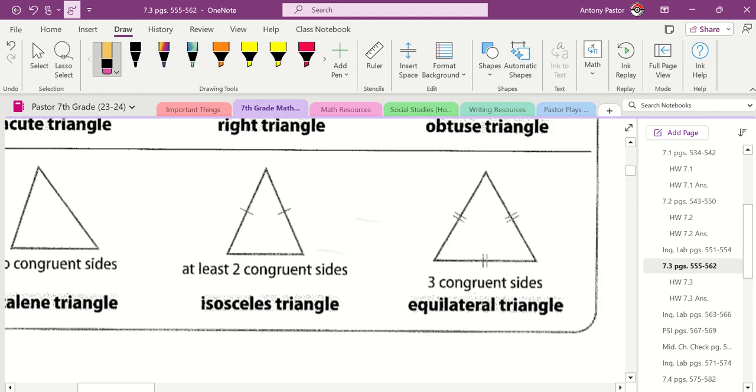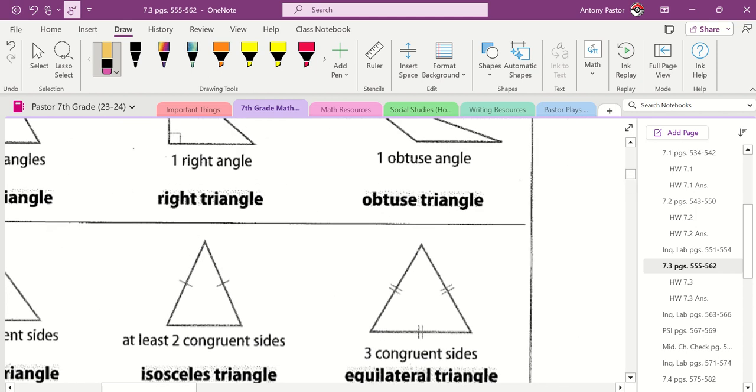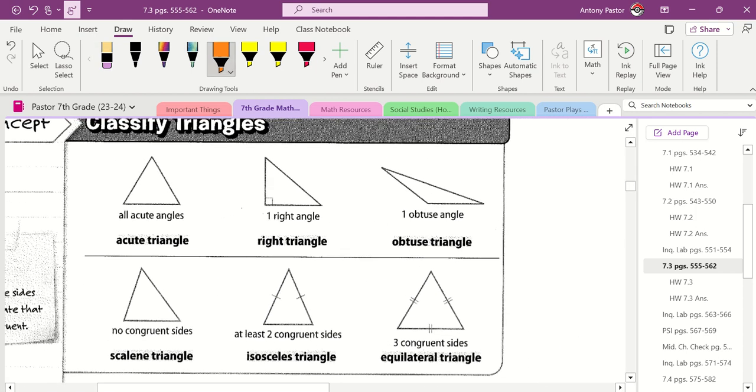Now, if all three sides are the same, they are an equilateral triangle. That means that all three sides are equal. It's an equilateral triangle. Now, remember, a triangle will be a classification from each box, okay? Triangle can have two classifications.